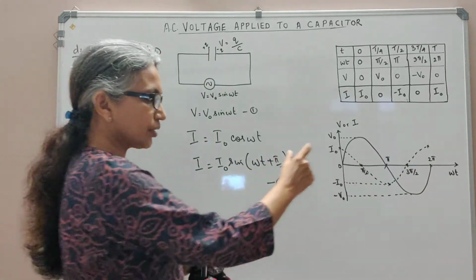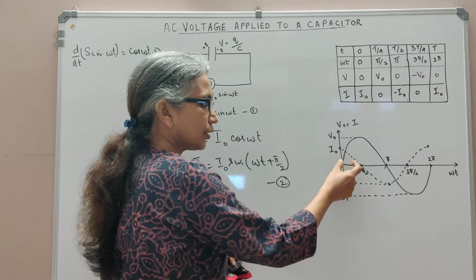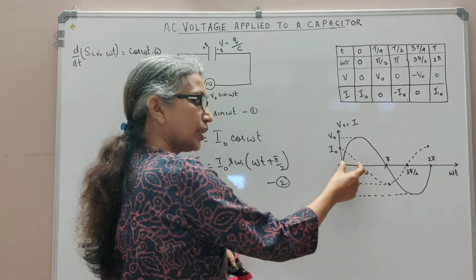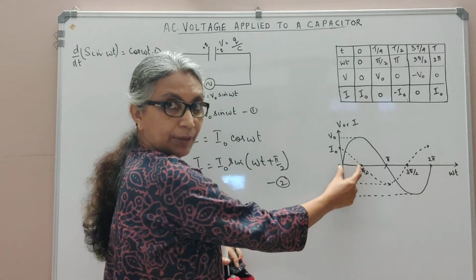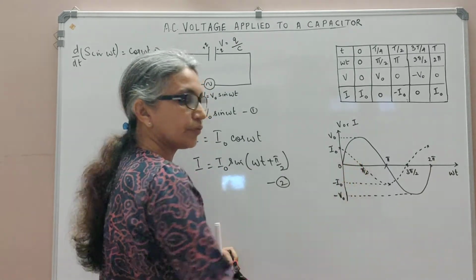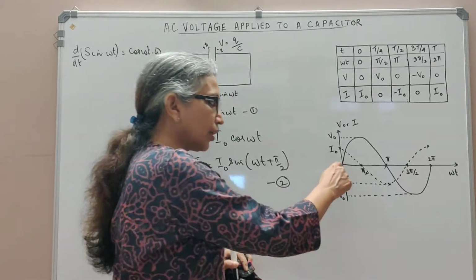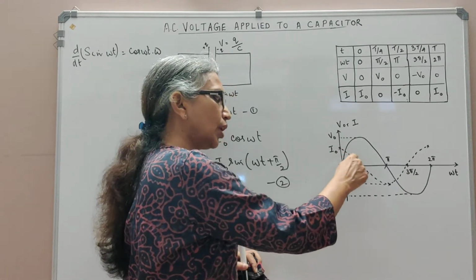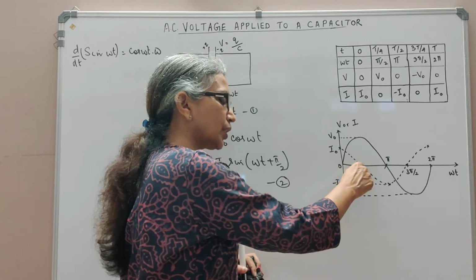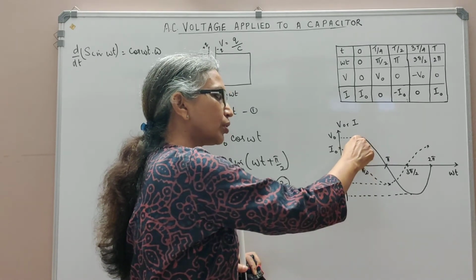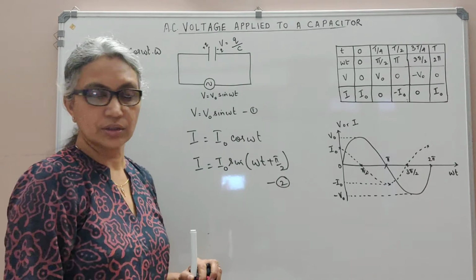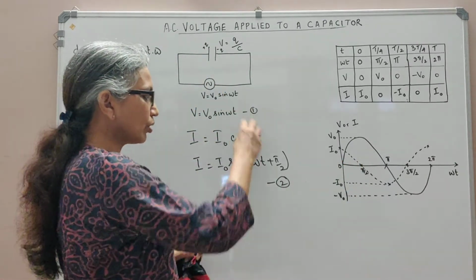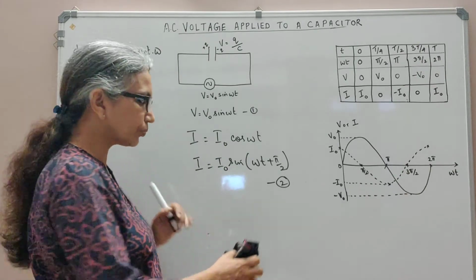So you will see from this graphical representation that the current is ahead of the voltage by an angle pi by 2 or a time interval T by 4. You see that the current is attaining its peak value at 0 itself. Only after an angle pi by 2 or a time T by 4 does the voltage attain that peak value. So they maintain a phase difference of pi by 2, and that's also clear from our equation here.